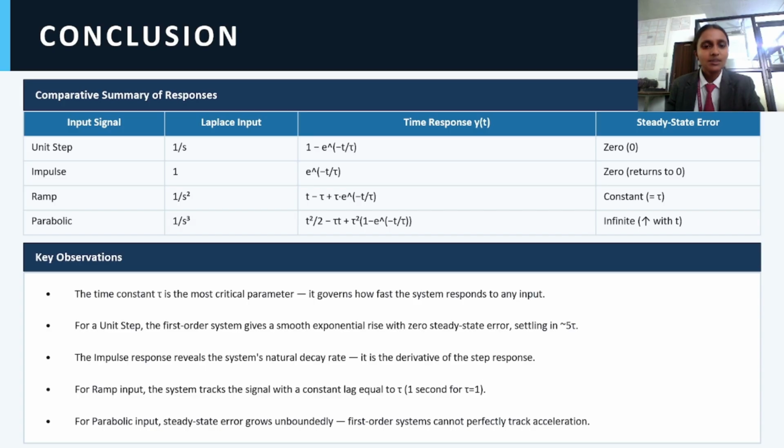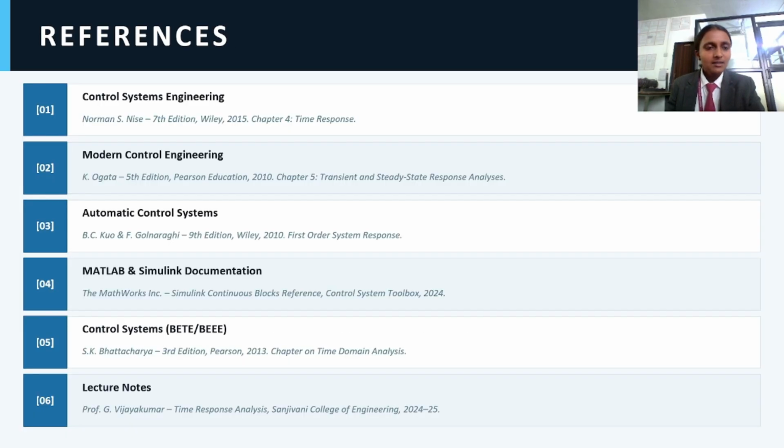Hence, we can say the first order system performs well for simple inputs but is ineffective for higher order inputs. And in the last there are the references. The references are Control System Engineering, Modern Control Engineering, Automatic Control System, MATLAB and Simulink documentation, and the very last is the lectures.